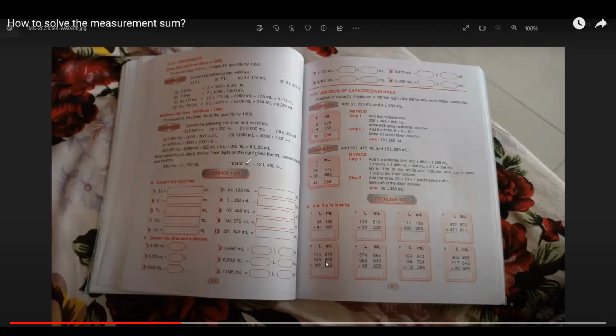One five two eight three nine. How much is liter? How much is milliliter? 152 liter, 839 is milliliter. Very good. Now do the next one, number three.